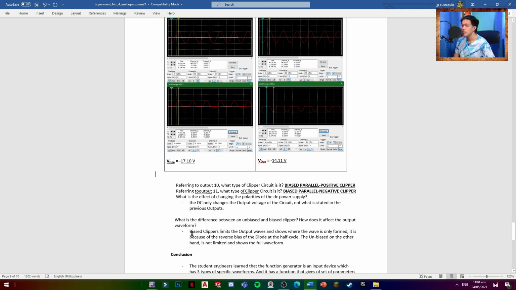And the last question is, what is the difference between an unbiased and biased clipper? How does it affect the output waveform? Biased clippers limit the output wave and show only where the wave is formed. It is because of the reverse bias of the diode at the half cycle. The unbiased clipper, on the other hand, is not limited and shows the full waveform.